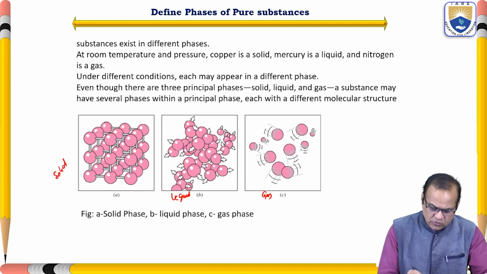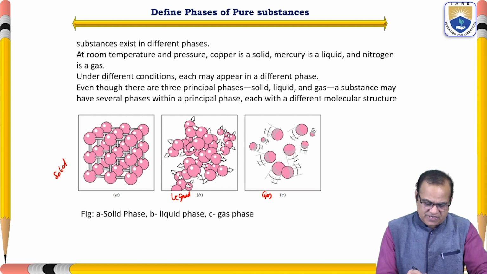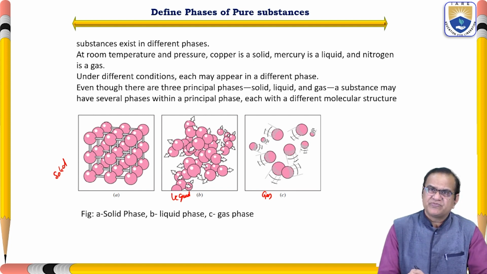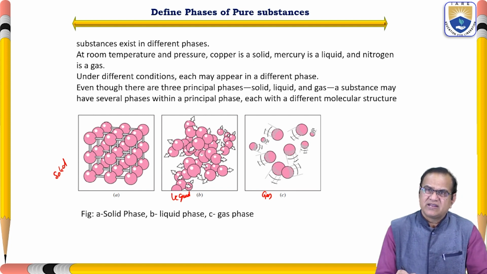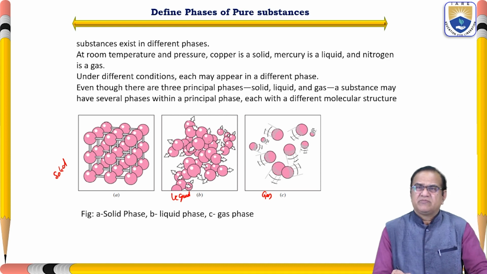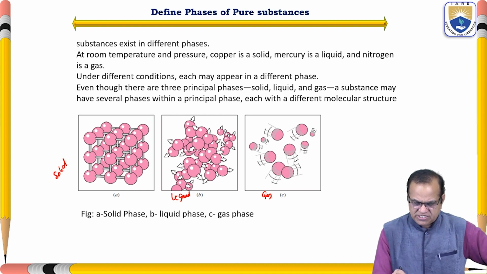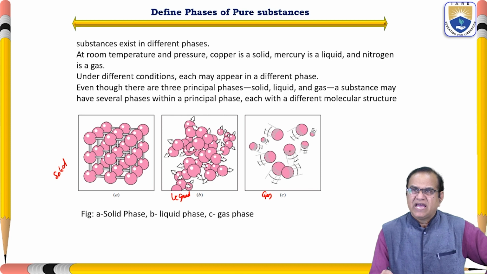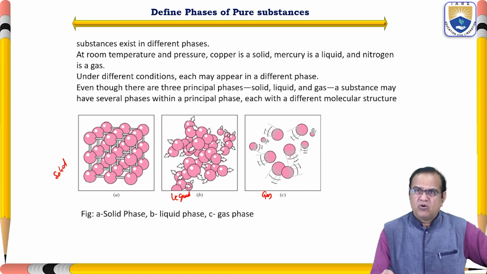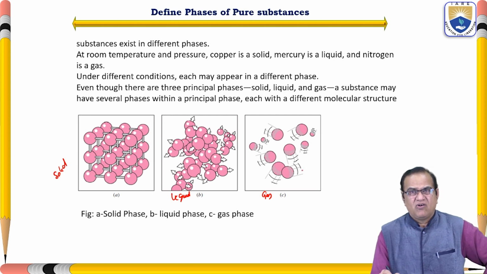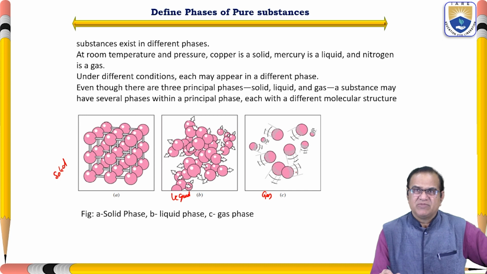So here you can see the solid has got some specific lattice form. Liquids have more space between molecules, and gases have much more than the liquid, and they are roaming very fast and hitting the wall very randomly.